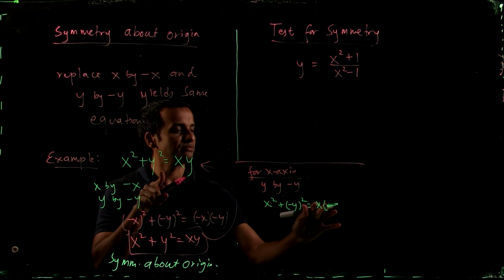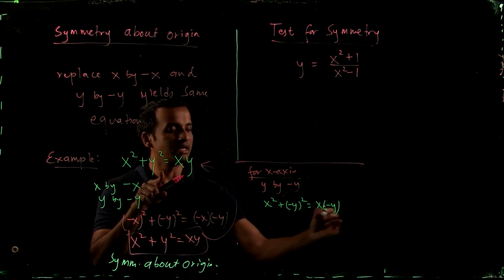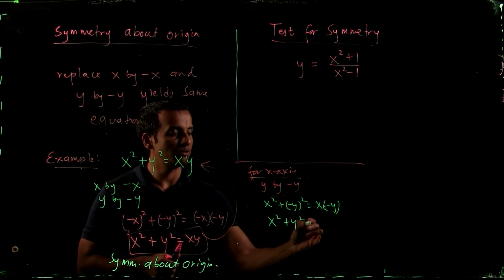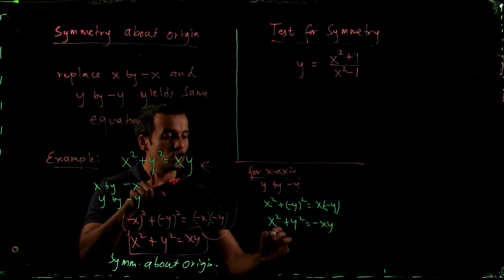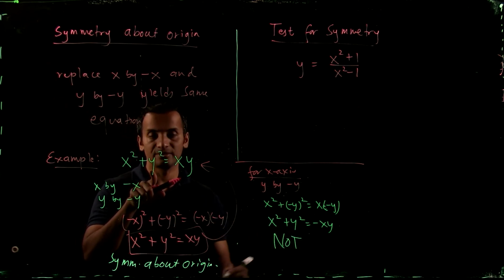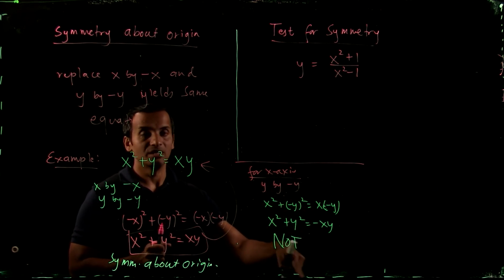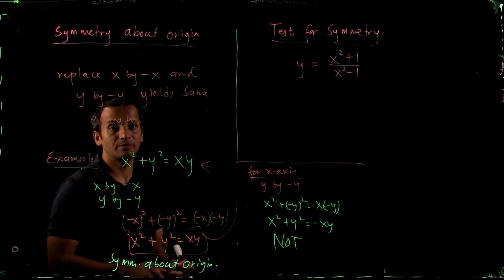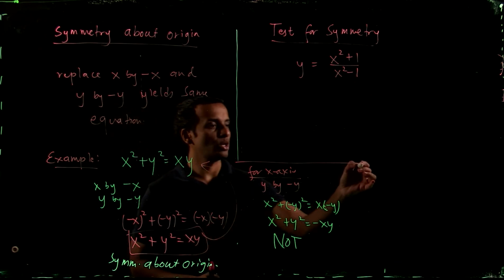So what do you get? It will be negative y, right? What do you get? x squared plus y squared equals negative xy. So is this same as that one? No. So this is not symmetric about x-axis. So similarly, if you check for y-axis, you will get the same thing. It is not symmetric about x-axis, not symmetric about y-axis, but this is symmetric about origin. All right. So let me take one more example.